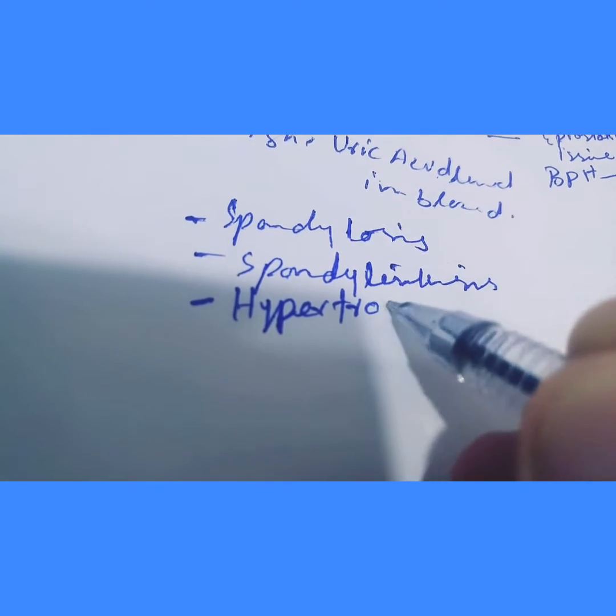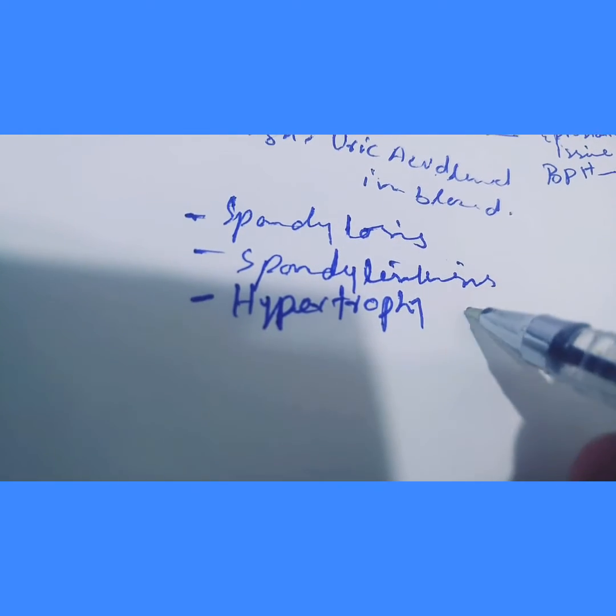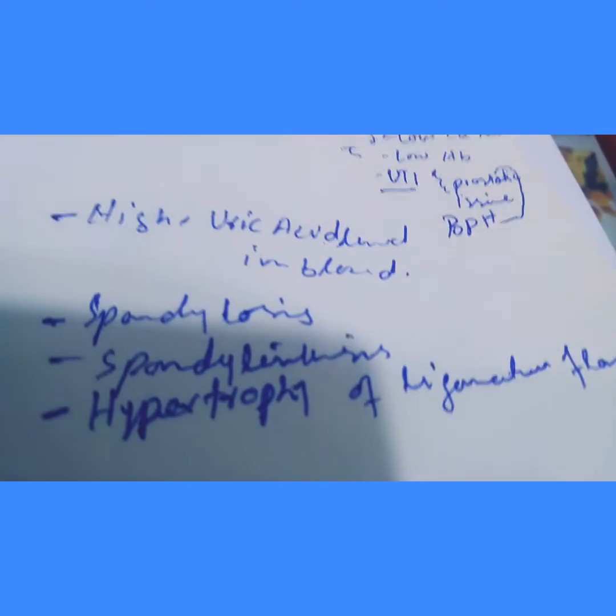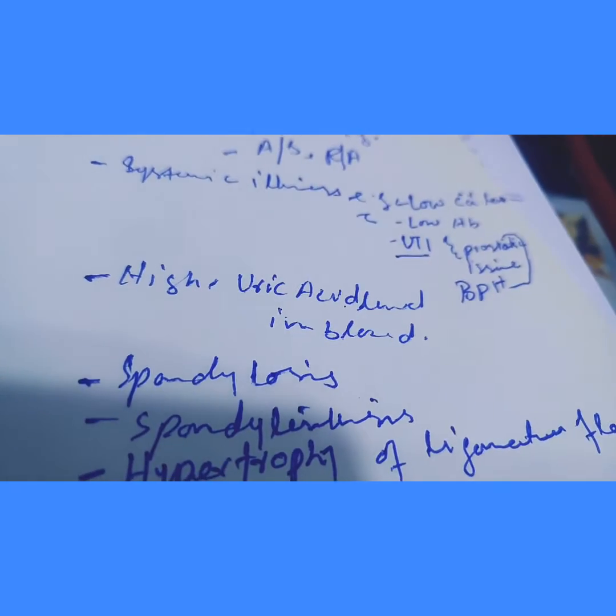Another cause can be the hypertrophy of the ligamentum flavum, which compresses the local nerve roots that are emerging from that local area. So this can also cause pain at the lower back. So these are some basic causes of low back pain.